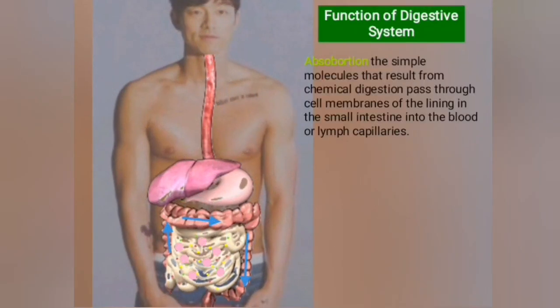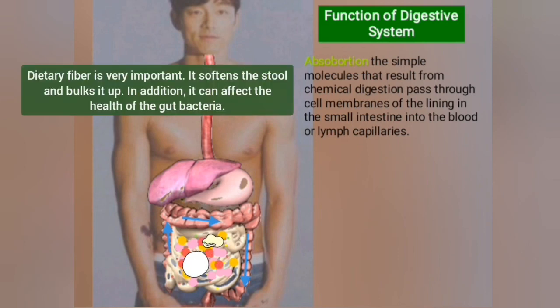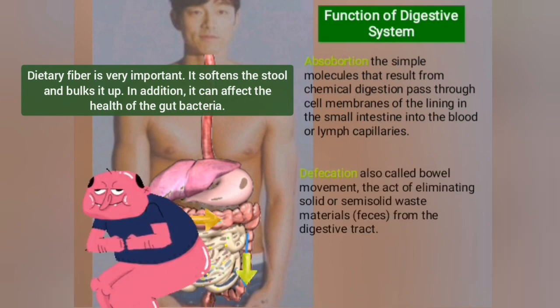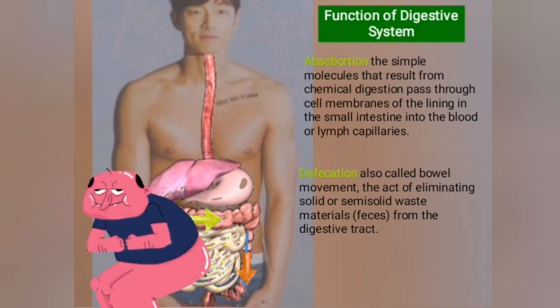Sixth, absorption is the movement of molecules by passive diffusion or active transport from the digestive tract to adjacent blood and lymphatic vessels. Absorption is the entrance of the digested food into the body. Then the last function is defecation, the process of eliminating undigested material through the anus.